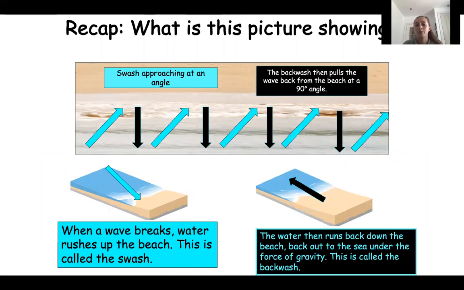Okay, quick recap for what this picture is showing. If you remember, swash is the approach of the waves onto the beach at an angle, so it's at a 45-degree angle. When a wave breaks, it rushes up the beach at an angle, and this is the swash. And then the backwash pulls the water back down at a 90-degree angle to the beach, so it's straight back down by gravity, and this is the backwash.